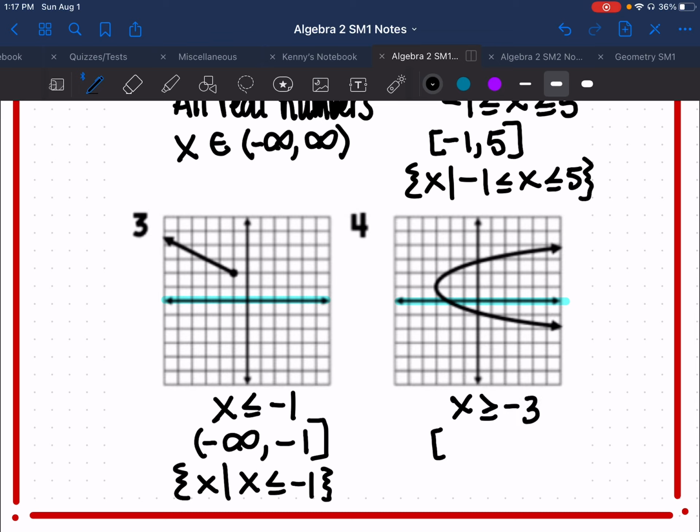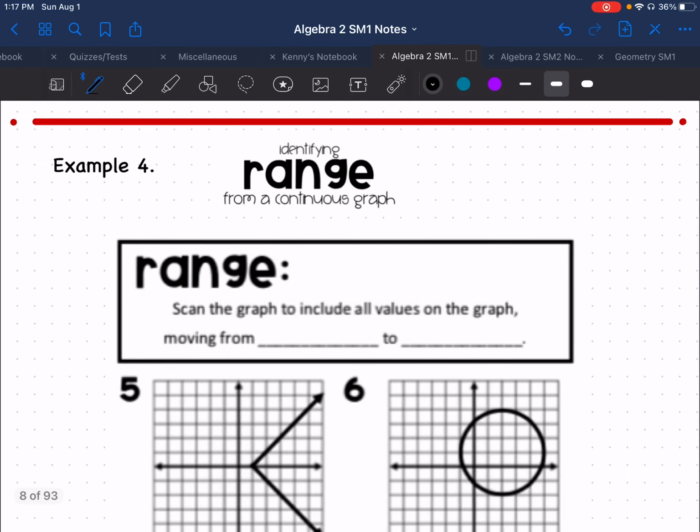If I did interval notation, it would look like this because there's no open circle. You can visibly see an open circle on a graph, trust me. And if I were to do set builder, I would just simply add my curly brackets to my inequality that I wrote up above. There we go. Let's go ahead and practice with the range.